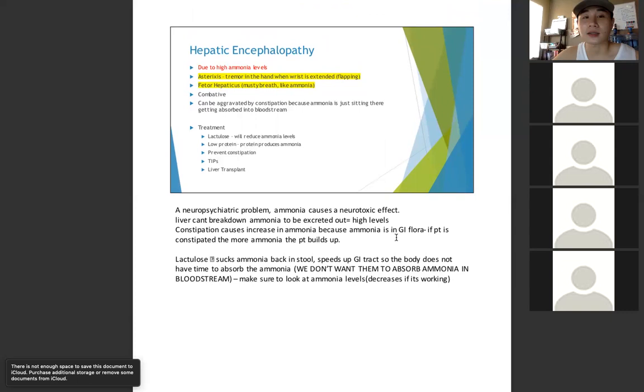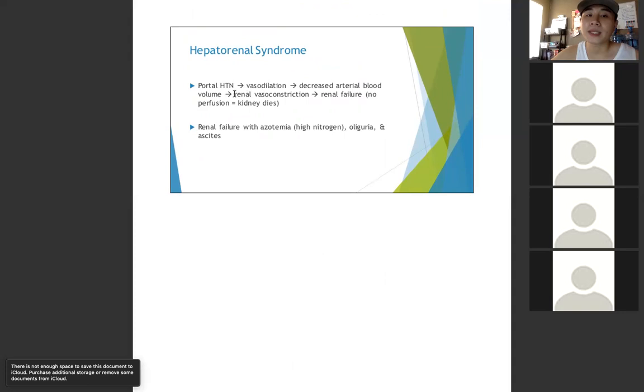All right, hepatorenal syndrome. Basically, portal hypertension leads to vasodilation, the increase of the diameter of the blood vessels. It leads to decreased arterial blood volume and leads to renal vasoconstriction and renal failure.